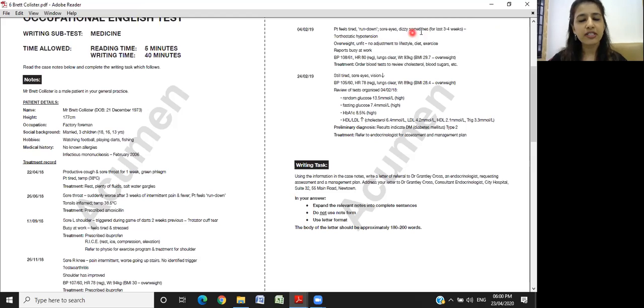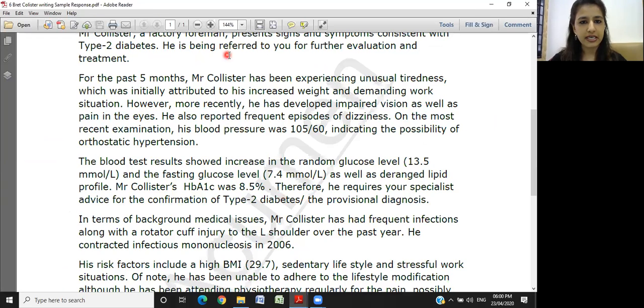So the case note itself is not giving me a clear timeline. The tiredness is going on for a very long time, and the sore eyes and decreased vision are present in both the visits. So that is the reason I chose writing "more recently".